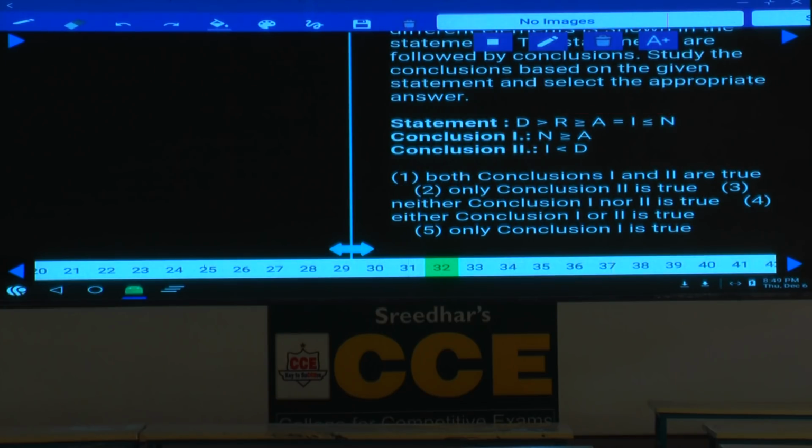Then question number 32. Now the relation between A and N. Now between A and N, tell me which symbol is common. Forget about this equals to. A lesser than or equals to N is true. N greater than or equals to A is definitely true.